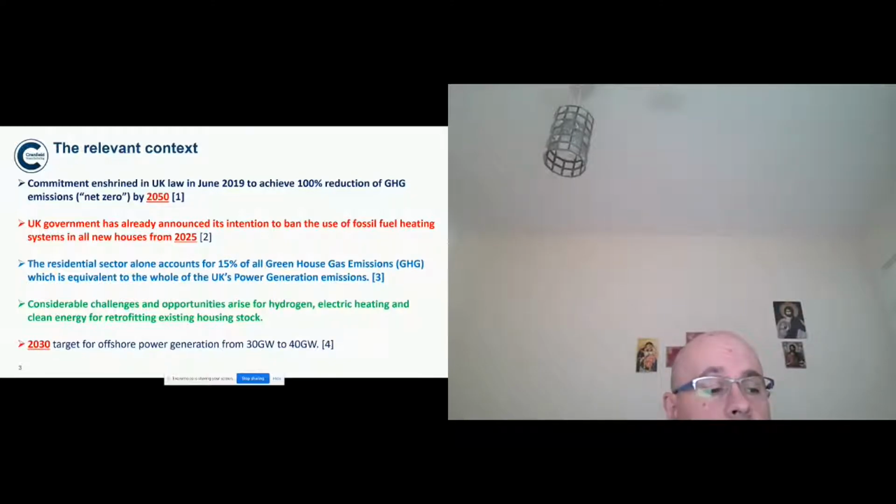Also, since about a month ago, the UK government has announced a target for 2030 for offshore power generation to increase by 10 gigawatts in 10 years. The UK is already the largest offshore power generator of wind turbines. So there is an element there that says that electric power is going to be increasingly derived from clean sources.